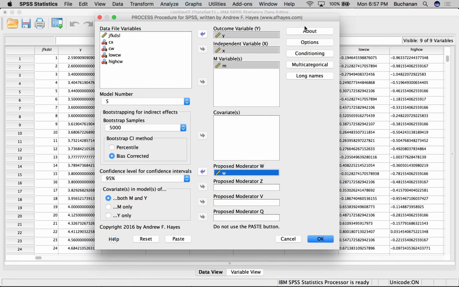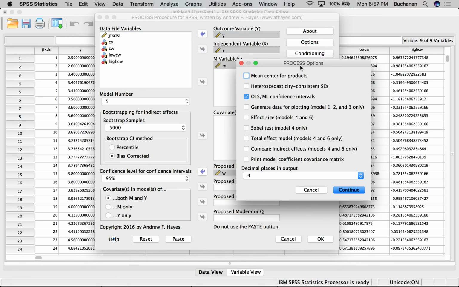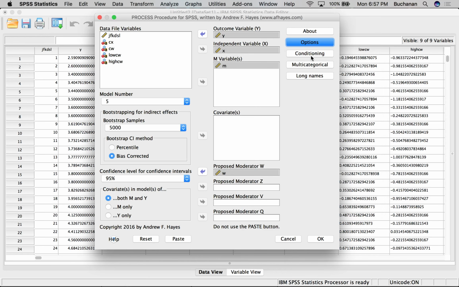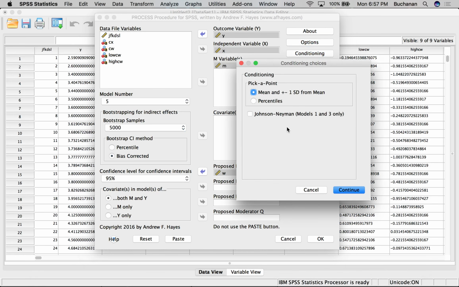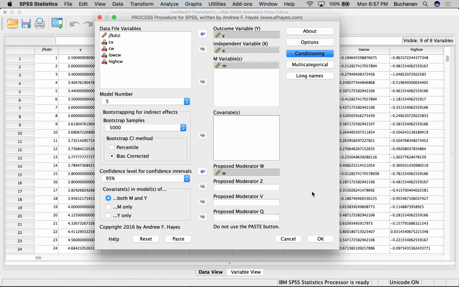I'm going to leave all this stuff alone. I'm going to click mean center for products, heteroscedastic consistent standard errors, and basically none of the rest of this is available to us. And I don't have any of these other options. Now I could click conditioning, but this is the default that we want, and Johnson-Neyman's not going to run because I have Model 5.